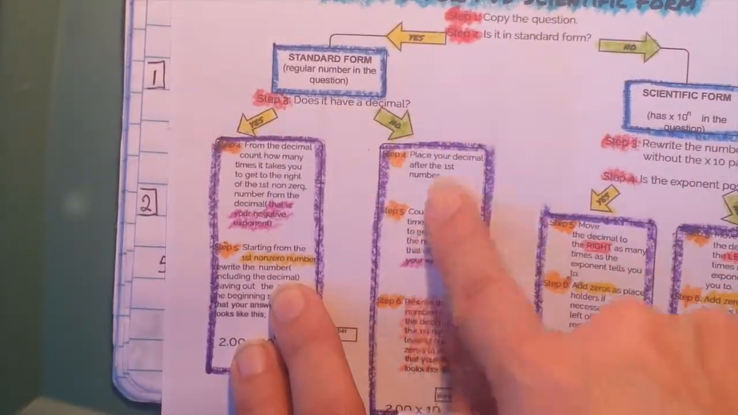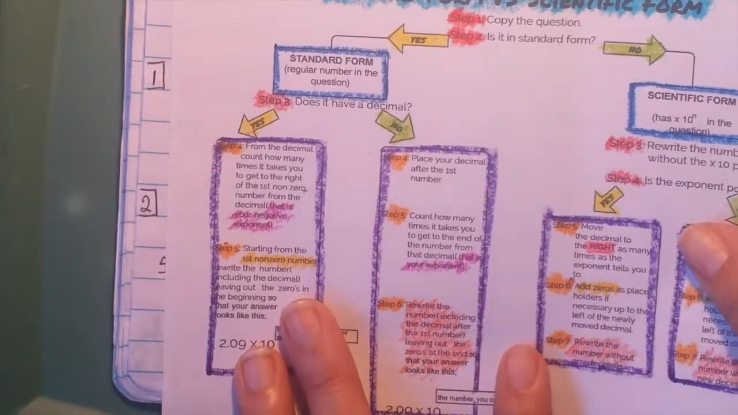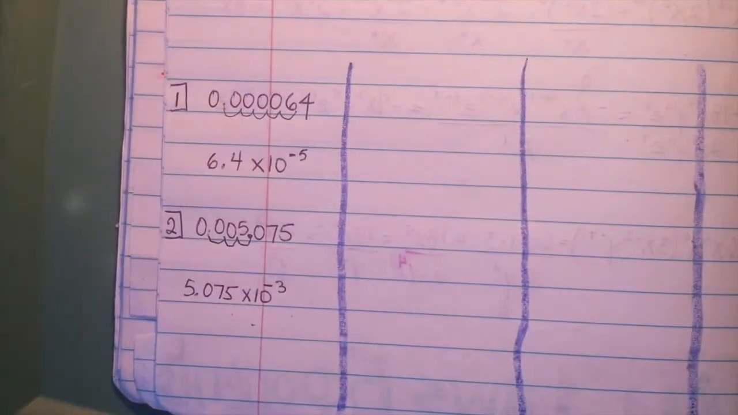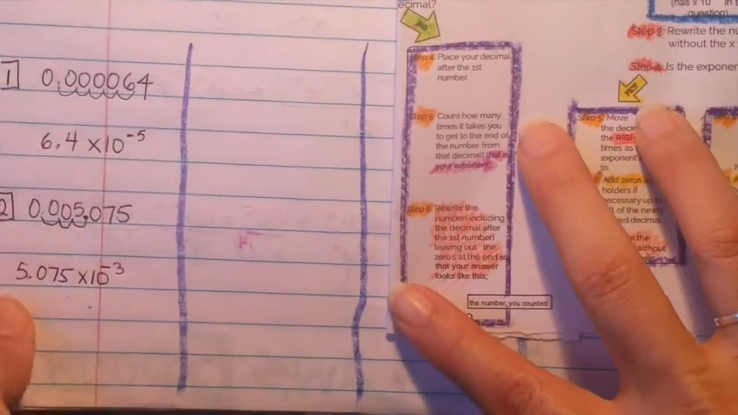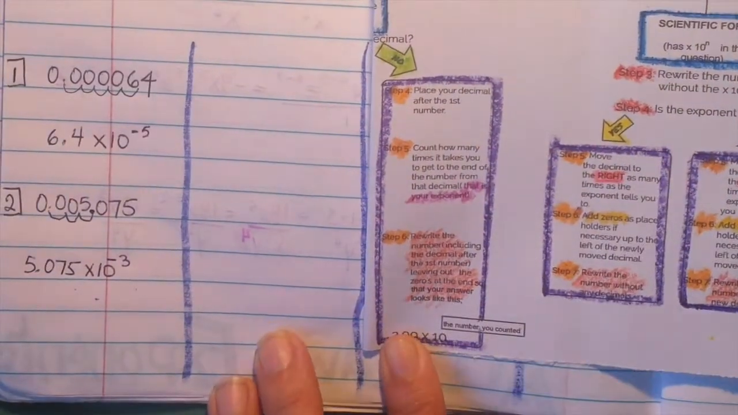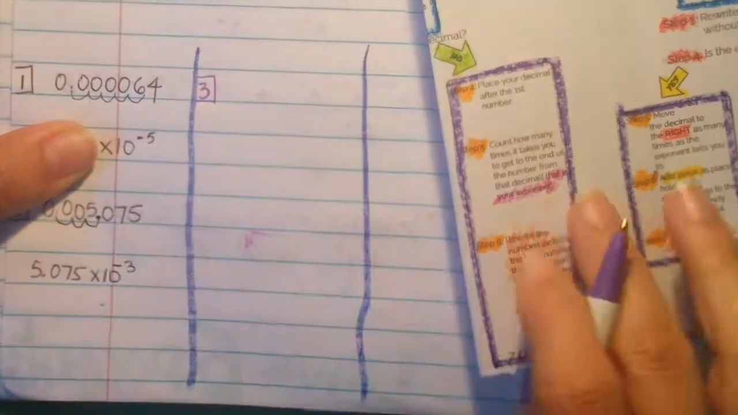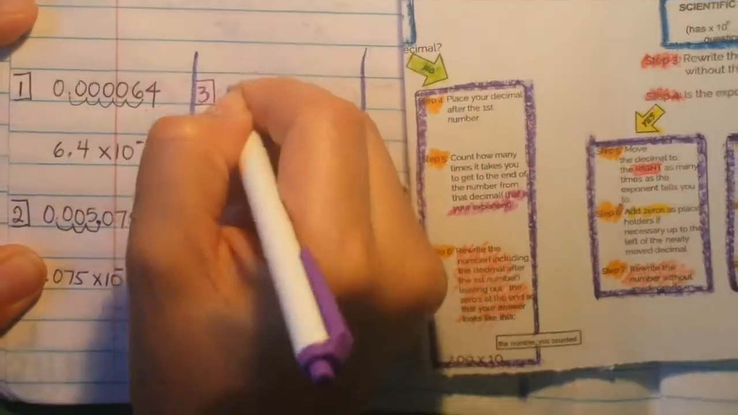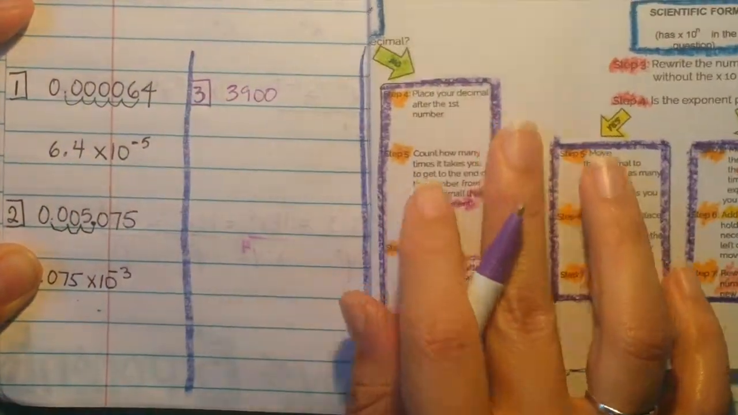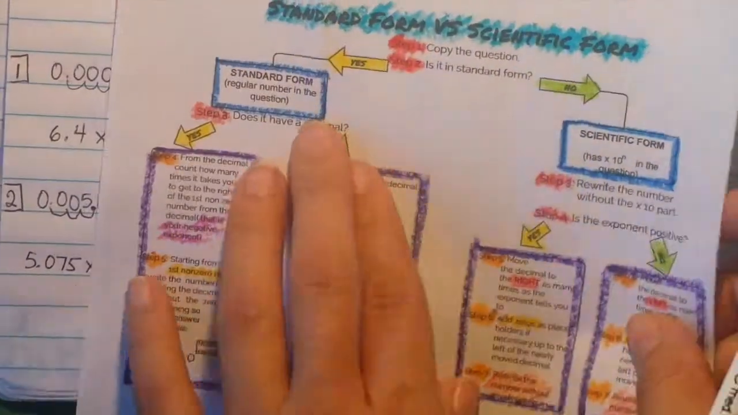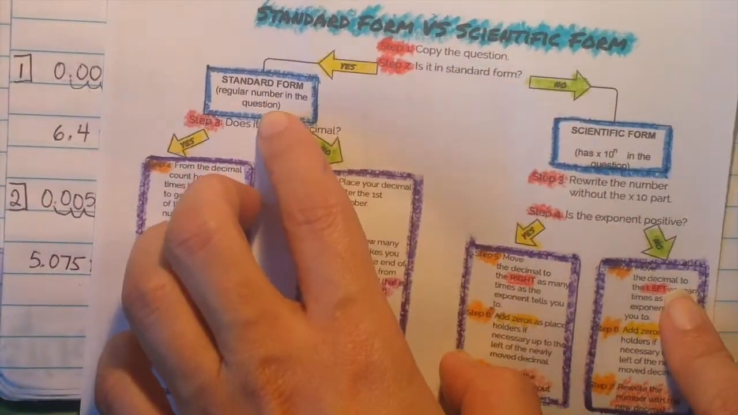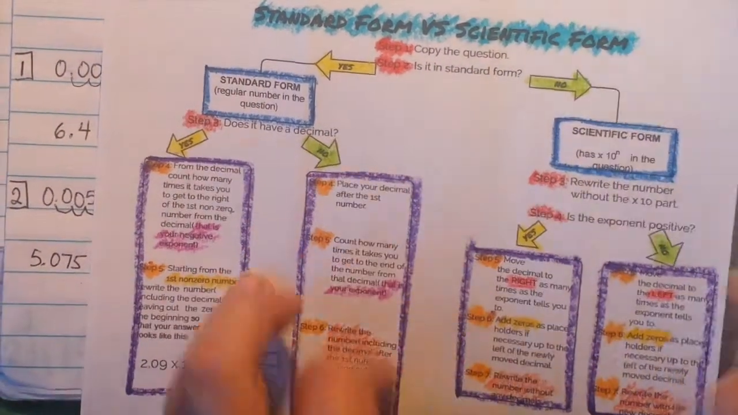So let's say it's in standard form, but it's not a decimal. So the first number we're going to start with is 3,900. So we're on number 3. 3,900. So this is not a decimal, but it is in standard form because it doesn't have times 10 to the anything. So copy the question. Is it standard form? Yes. So is it a decimal? No, it's not. So let's follow those steps.